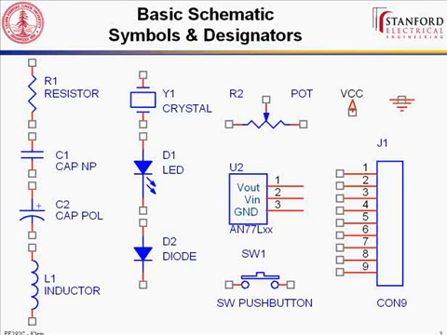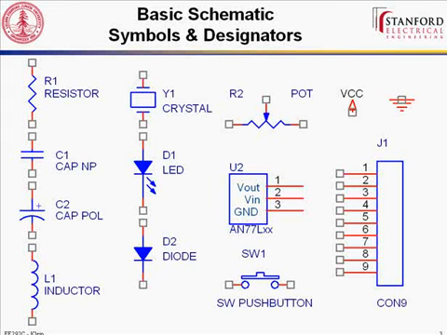And one other thing I'd like to point out is that on here you have the designator, for example R1, and then below it, right now it says resistor. When you start creating your schematic, you will replace the word resistor with whatever the actual value is. So for example, if you want a 180 ohm resistor, you'd replace the word resistor with 180.